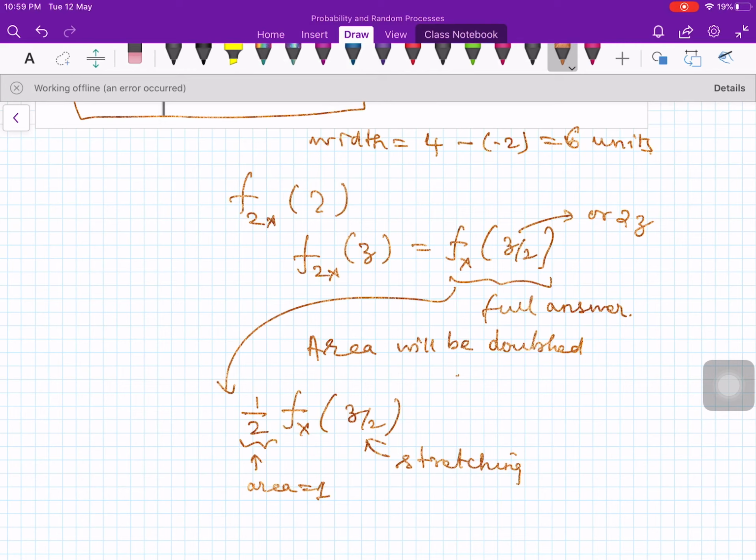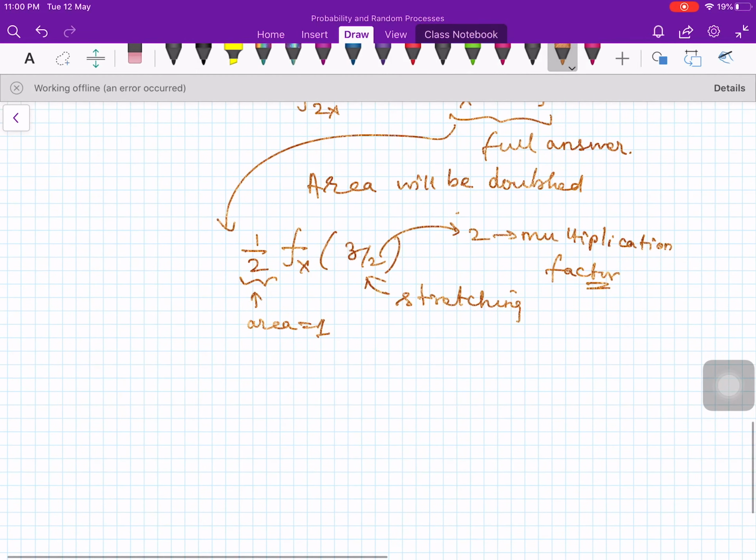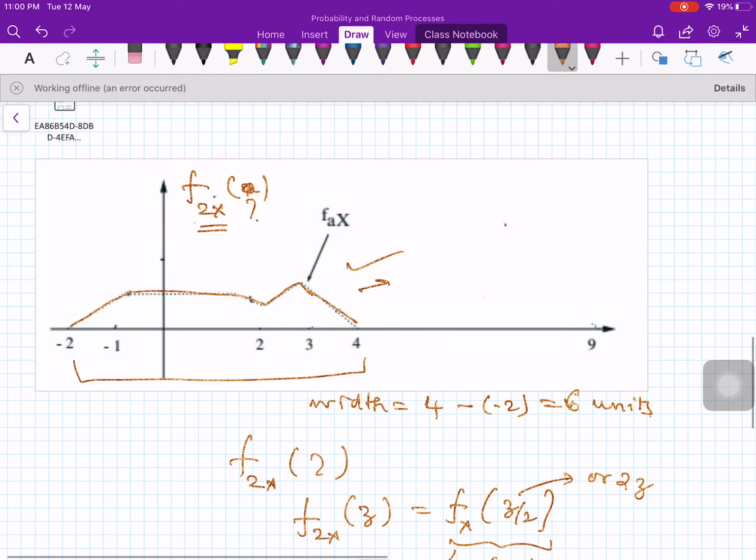So when you are dealing with a multiple of a random variable, what happens to the PDF is you stretch it according to that multiple. Here that multiple is 2, a multiplication factor. Therefore you need to scale it down by the same number so that you preserve the total area under the curve as 1. So now we have found the distribution of 2x, the distribution f2x.